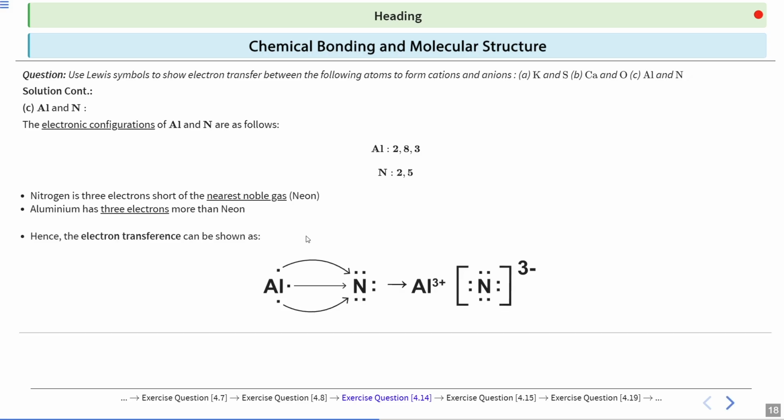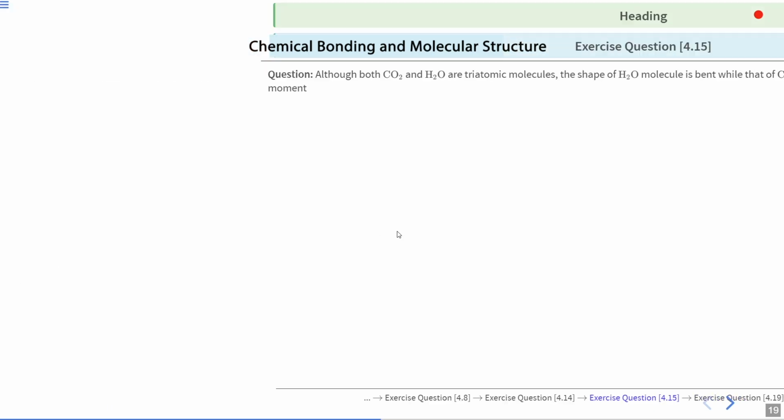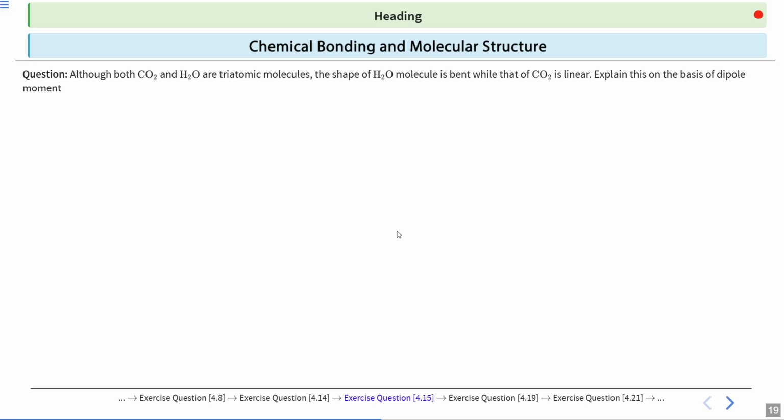In this process, aluminium will lose 3 electrons, and those 3 electrons will be gained by the nitrogen, which will give the complete formula as AlN, where aluminium will have a 3 positive charge and nitrogen will have a 3 negative charge. Now moving on to the next question.